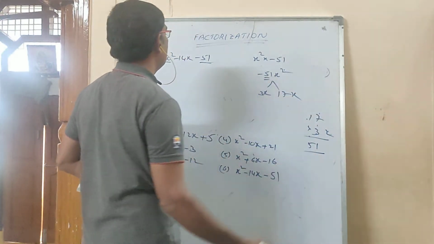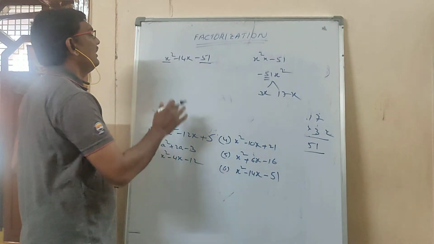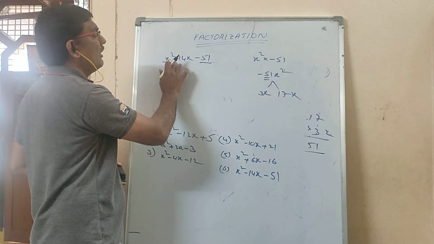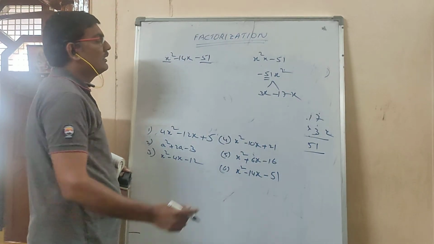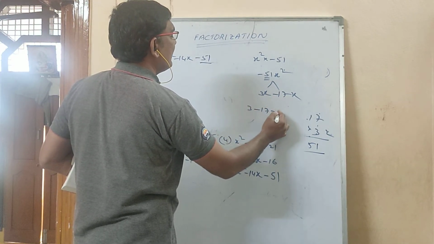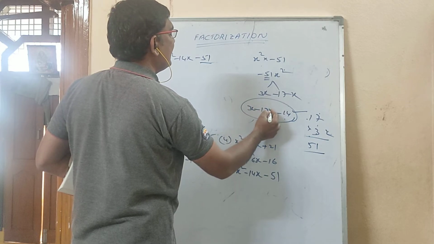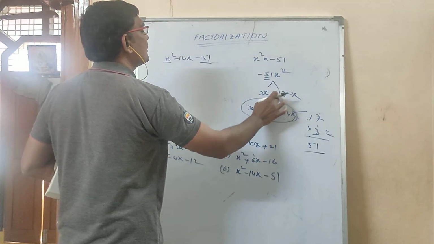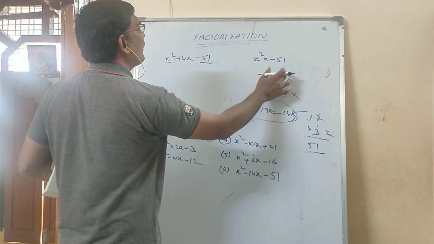You can write x and x. From 17, if you subtract 3, you are getting 14. Middle number is having minus symbol or not? So for the bigger number, minus. So plus 3x minus 17x. 3 minus 17 answer is minus 14. You know it. If I add x here, I should write x here. So if I add these two, I am getting the middle term. If I multiply these two, I am getting the product with symbol.